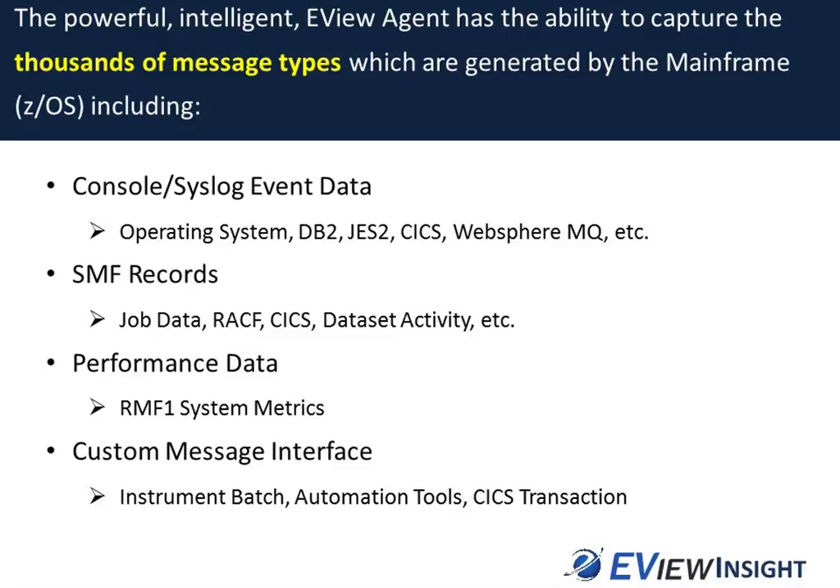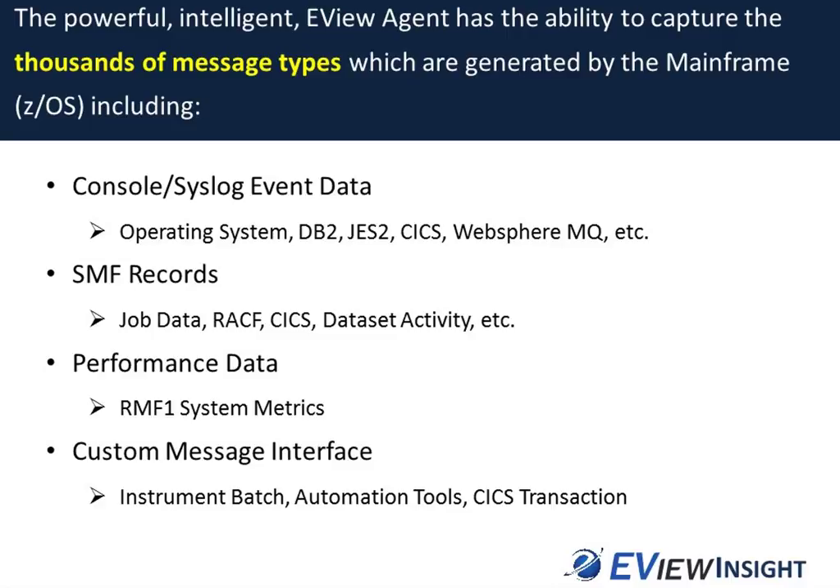So anything that goes to the system console or the system syslog, for example, operating system data, DB2 messages, JES2, CICS, WebSphere MQ, and other types of messages that go to the console or syslog, any of that data can be collected by our agent and sent to Splunk to go into the Splunk database.